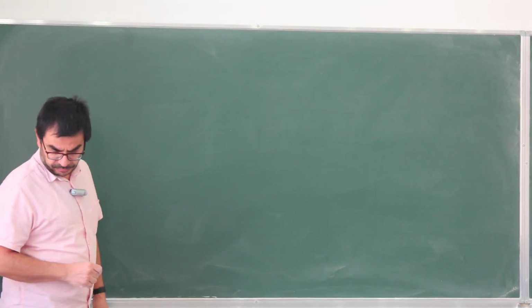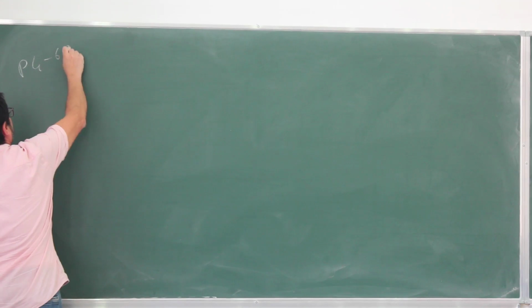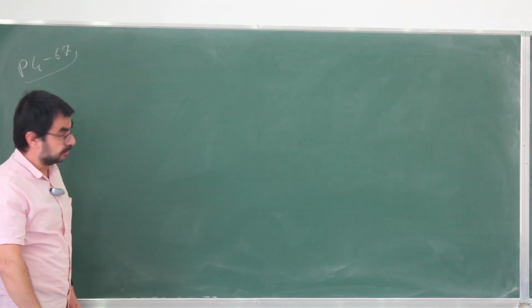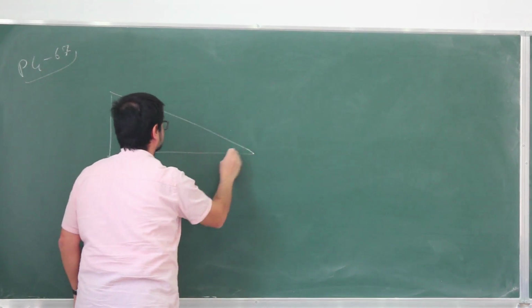Okay, this is another suggested problem from chapter 4. This is problem 67. This is a really classic problem. I'm sure you can find this problem in all textbooks on calculus-based freshman level physics.